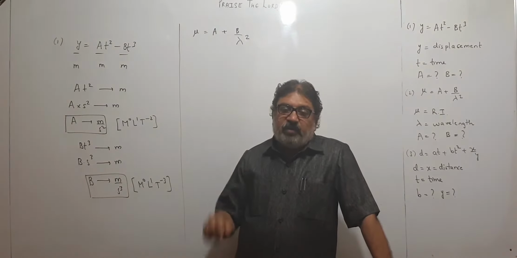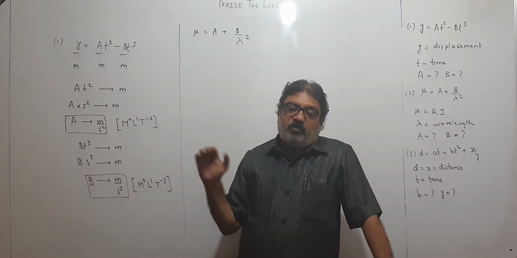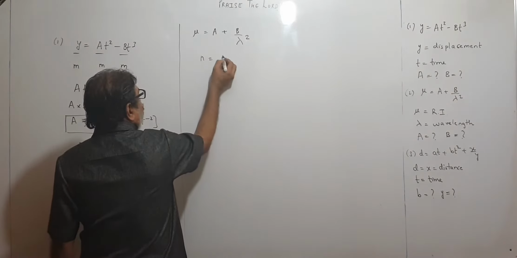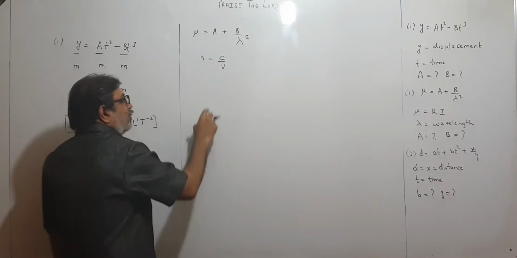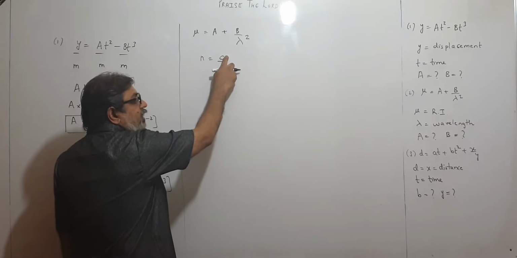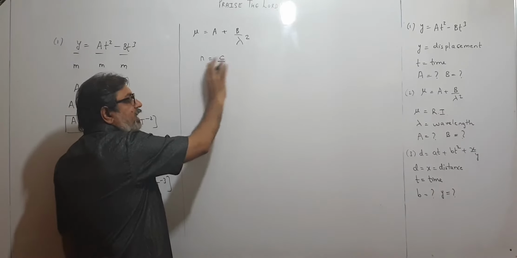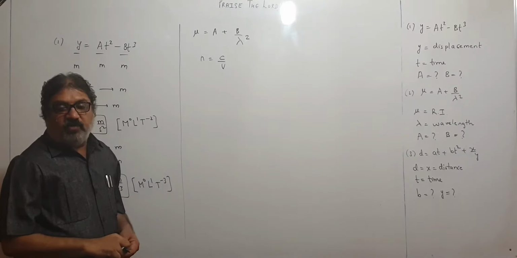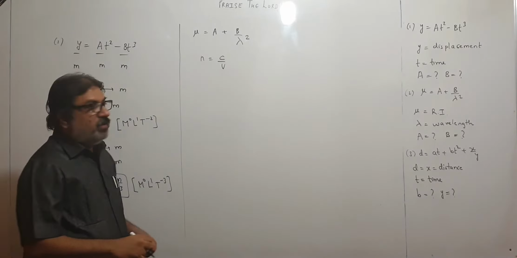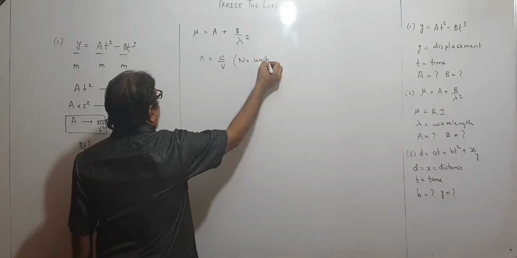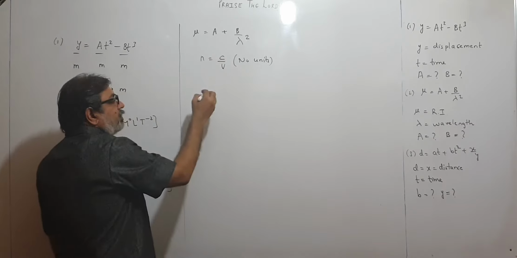Because n was c upon v, speed of light in vacuum upon speed of light in medium. If you can remember, n was given by this formula, c upon v. Speed of light in vacuum, speed of light in the medium. So this is speed, meter per second. This is also speed, meter per second. Cancels out units. So refractive index is a pure number. It does not have any units. So n equal to c upon v. This has got no units. So mu is a pure number.